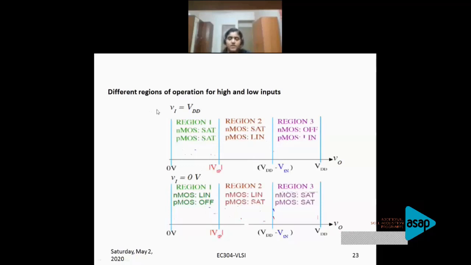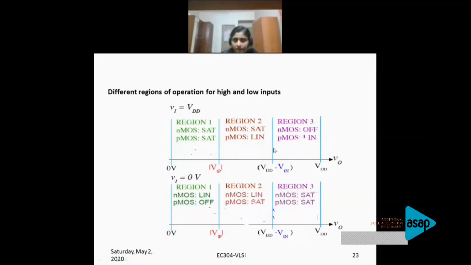Our condition is that we are making both the gates active and we are providing the input as VDD. If that is the case, this is how, depending upon the output voltage, the regions of working of NMOS and PMOS are. NMOS is saturation, saturation, cutoff; PMOS is saturation, and then after VTP, it goes into a linear state.